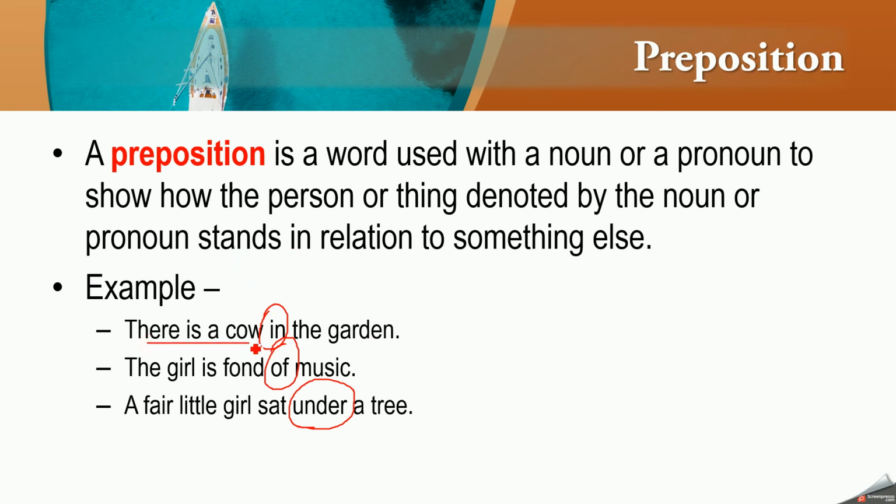What is the relation of the cow with the garden? What is the relation of the girl with the music? Or where was the girl sitting? How is the girl connected to the tree? So this is how a preposition works.